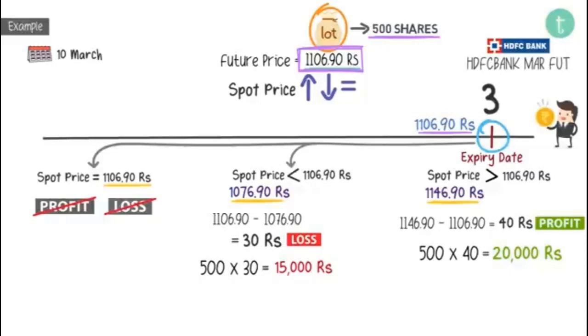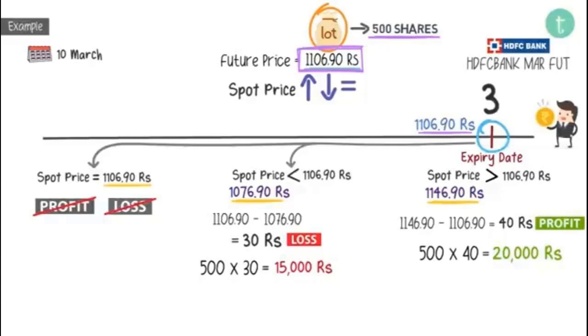Let us understand futures trading with the help of an example. Suppose you buy a futures contract. At that time, there will be three possibilities. The first possibility is that the price of the future will be the same as the spot price on the date of expiry. If it is the same as the spot price, then there will be no profit, no loss. Suppose the futures price decreases, so it becomes 1076.9.